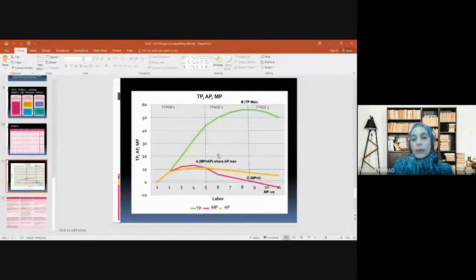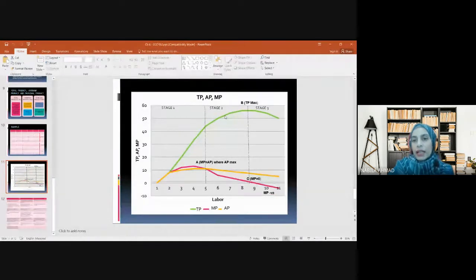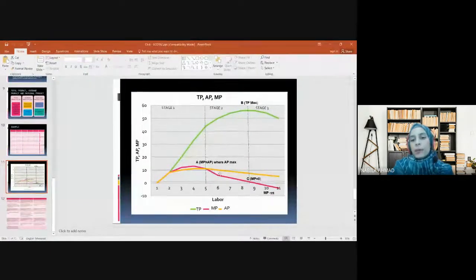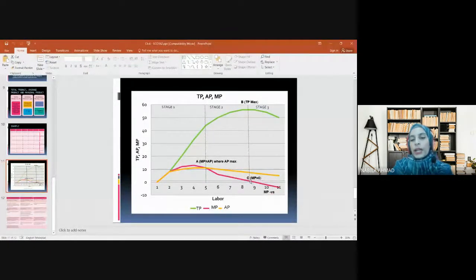Okay, now, bila dia hire more labor, akan masuk ke stage number 2 di mana total product increase at decreasing rate and achieve maximum. So total product akan meningkat secara perlahan-lahan dan akan capai maksimum. Average product will decline tapi still positive, and marginal product decline and reach zero. So bila marginal product zero, total product maximum.